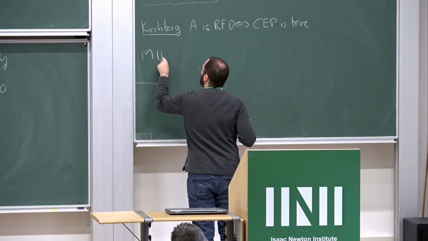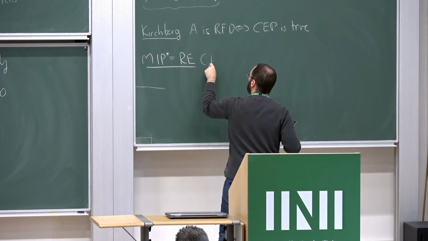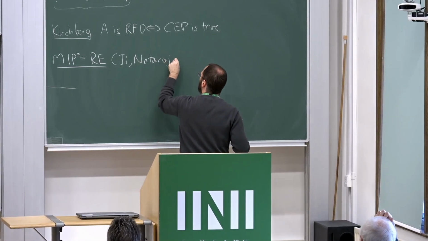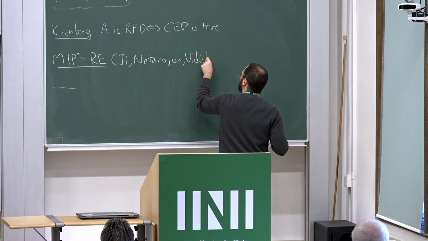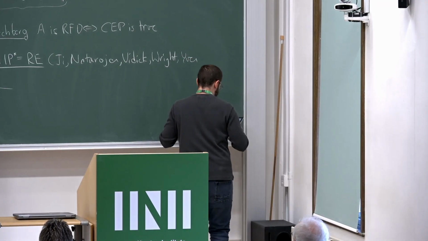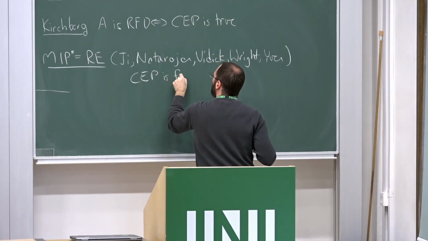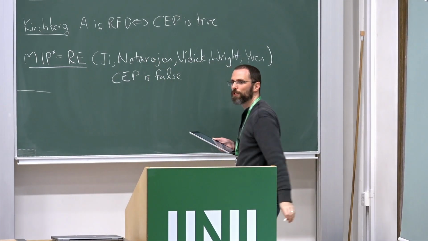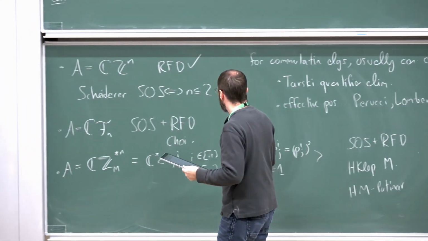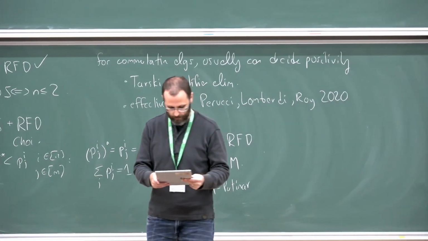Okay, MIP star equals RE, of course, tells us, this is a fairly recent result of Ji, Natarajan, Vidick, Wright, and Yuen, that the Connes embedding is false. So that tells us that these algebras are not RFD, unfortunately. So our hope maybe of trying to prove that we can decide positivity by combining SOS plus RFD is never going to work for these algebras. They're not RFD.